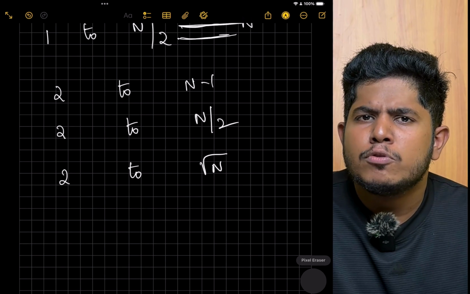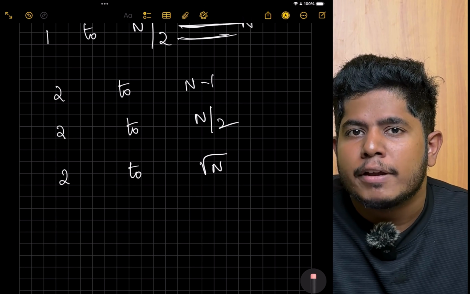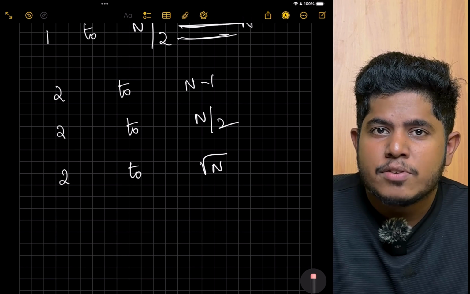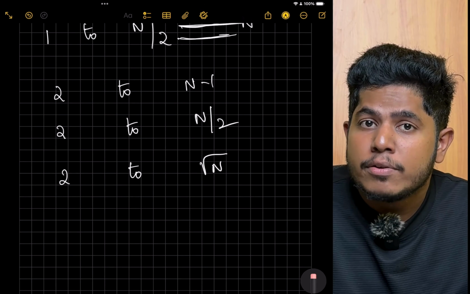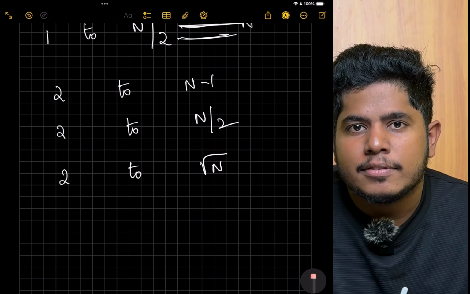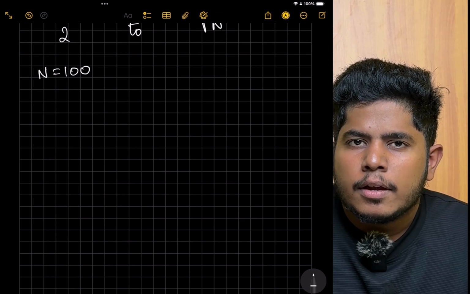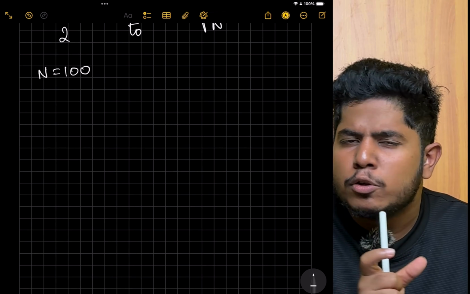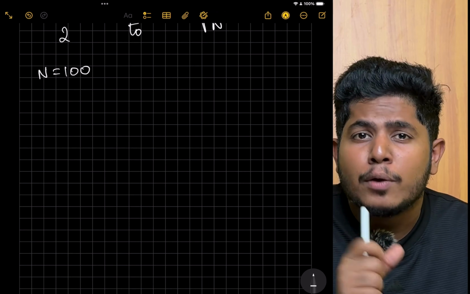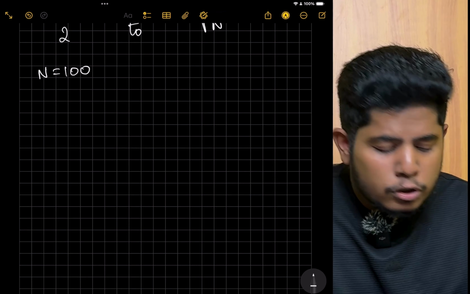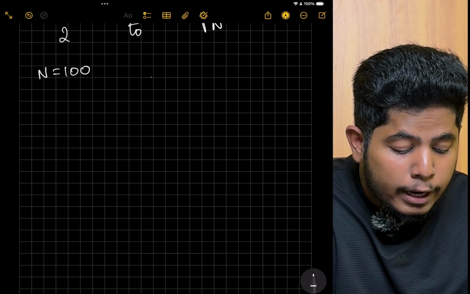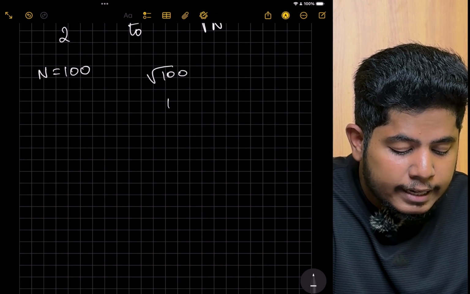Why is it enough to check between only 2 to square root of n? There should be some reason, right? Let's look into that reason by taking an example. The example is, we'll take n is equal to 100. And what is the region that we are trying to check? It's between 2 to square root of the number. So first, let me take the square root of 100, which is 10.